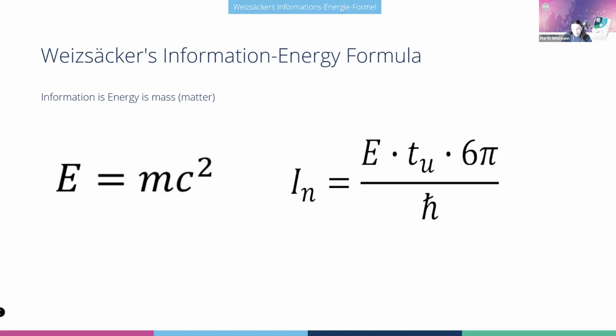And on the right side you see the information formula, and as you can see, the information is also made up of energy, time, 6 times phi, and divided by the Max Planck constant. And that means that information has an energy. Very, very small energy, but it has an energy. And that also makes you aware that information actually does something, because something that has energy definitely does something.